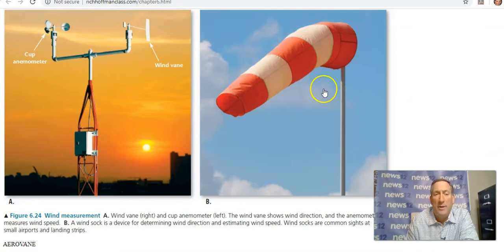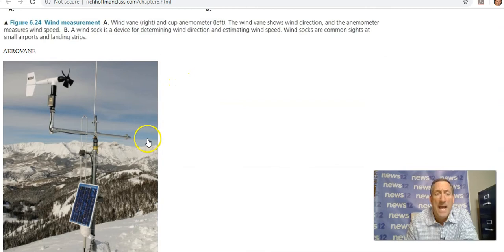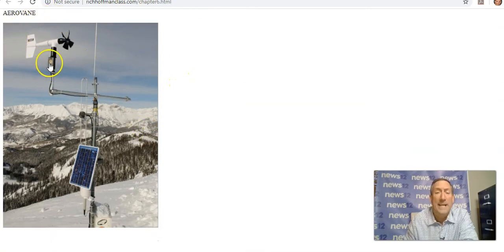Most of the equipment that we use now looks more like this: the cup anemometer, which measures speed, and the wind vane, which measures direction. And then we have the aero vane. The aero vane will measure speed and direction, and you can see the cable that comes down into the computer that sends it online, and people can read what the speed and direction is. So an aero vane will actually measure speed and direction.